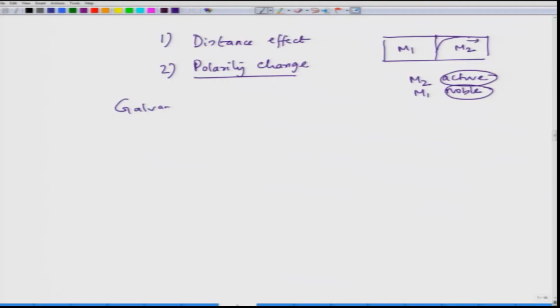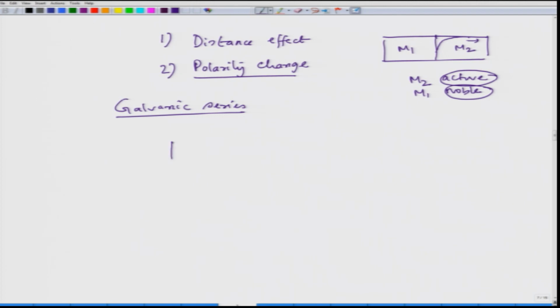So, how does it happen? In order to know that, we have to know another important issue, which is called the galvanic series. We will talk more about this galvanic series when we talk about the electrochemical series. This galvanic series is designed on the basis of the current flow.